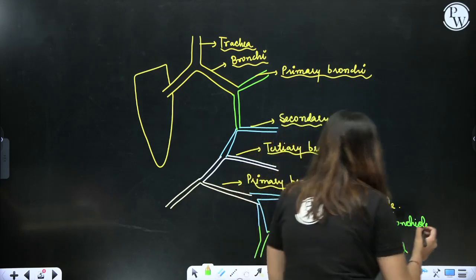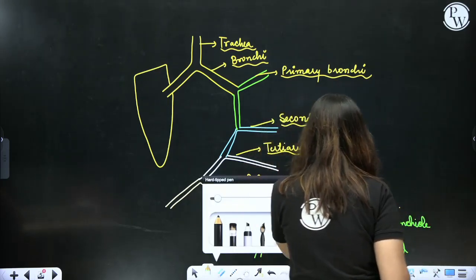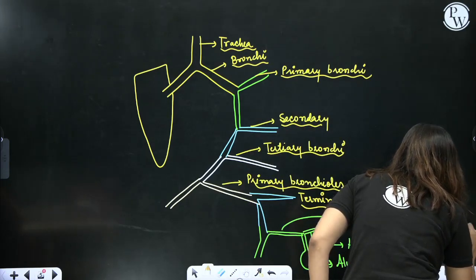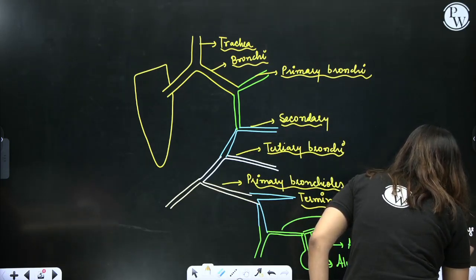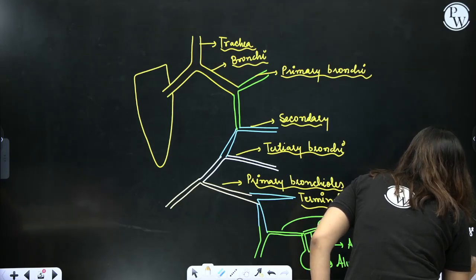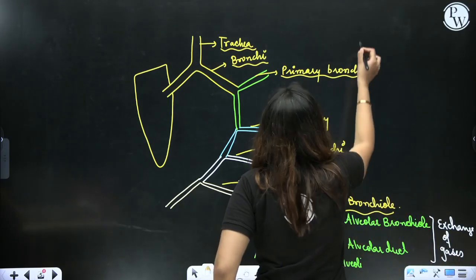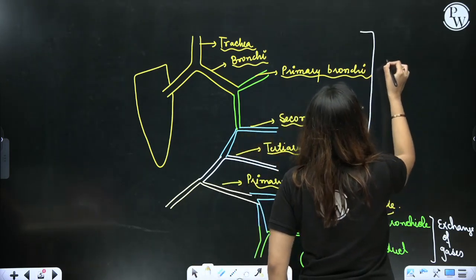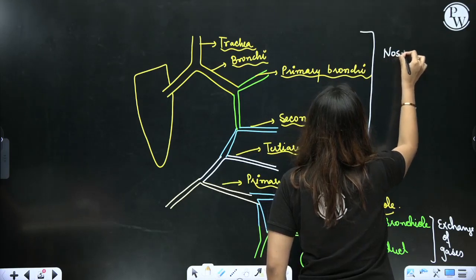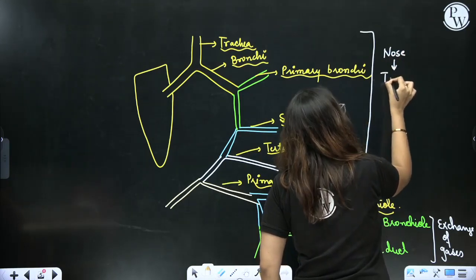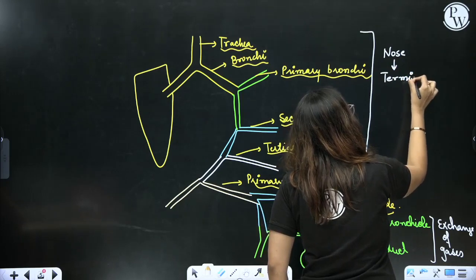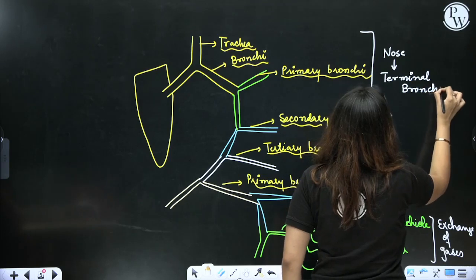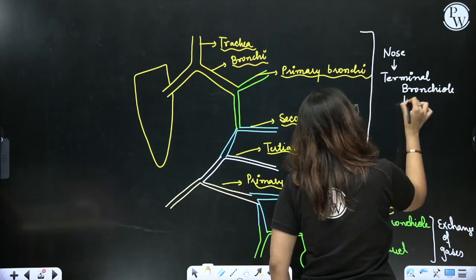Now, these are the three places, the last three, which are the places for the exchange of gases. Exchange of gases. So, this is our exchange part, whereas the rest, starting from the nose to the terminal bronchiole, what's the name given to this?